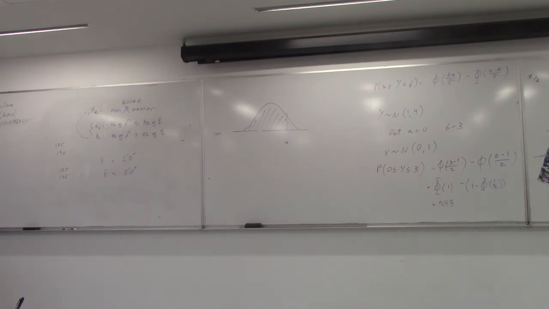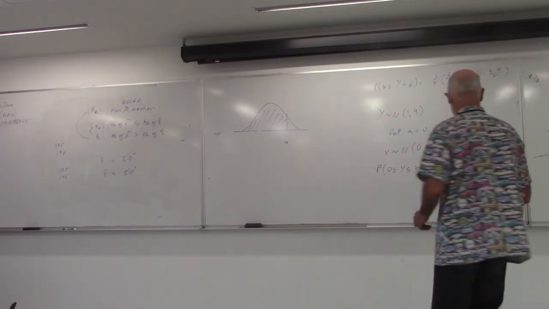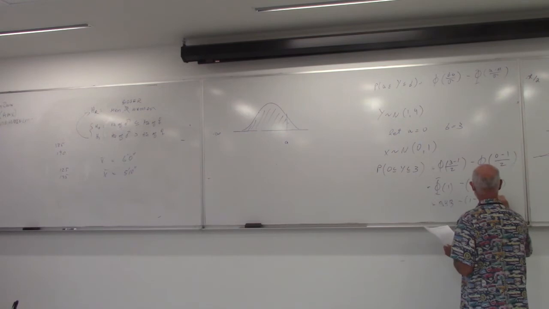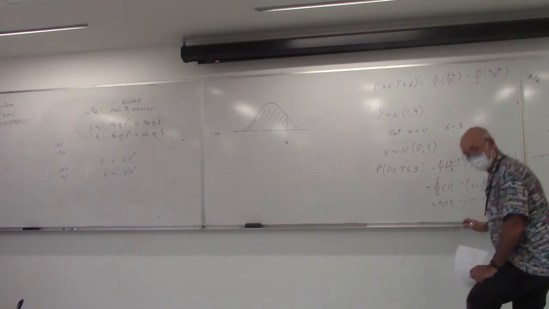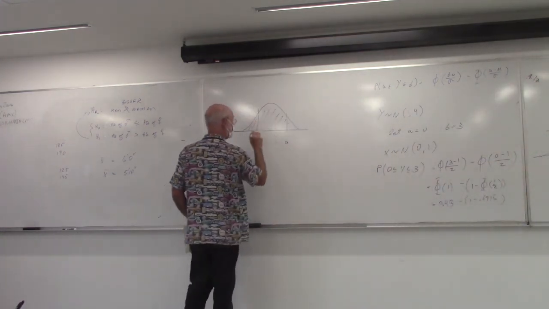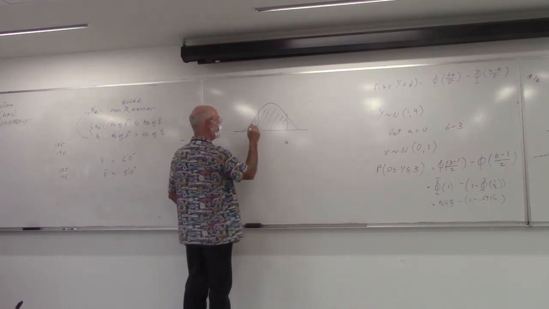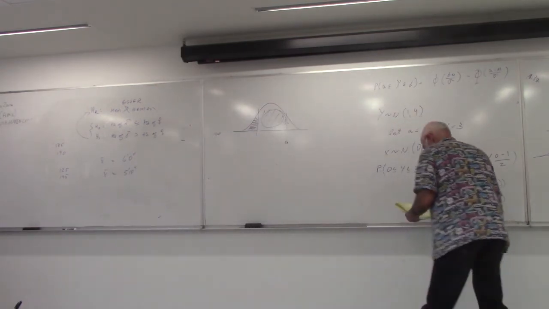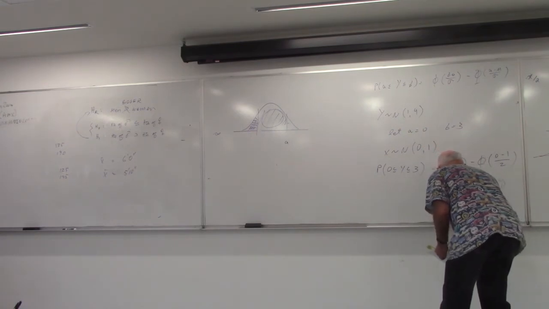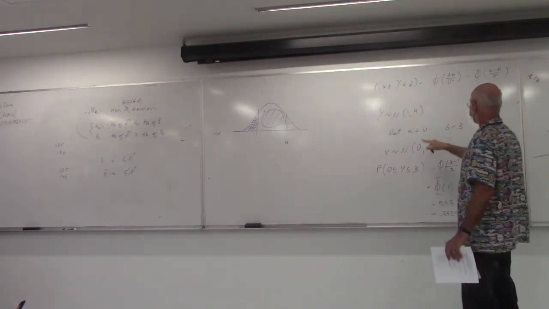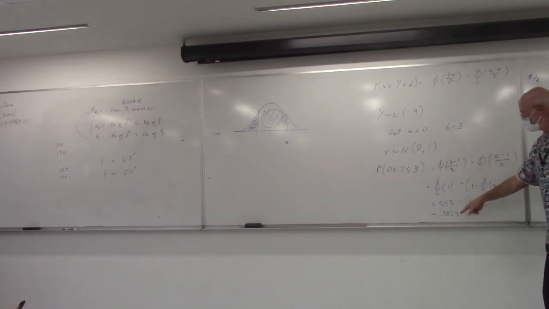So what is phi at 0.5? Phi at 0.5 is 0.6915. So I've got minus, 1 minus 0.6915. So what does that give me? What I'm doing is I'm subtracting off this part right there. So I've got that, and I'm subtracting off that part, which now leaves me with that part. That equals 0.5328. So the area underneath that curve between 0 and 3 is 0.5328.